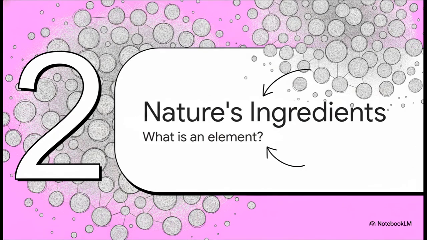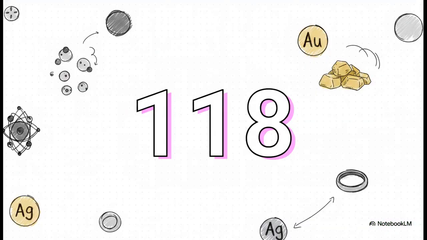Moving right along to Part 2, Elements, Nature's Pure Ingredients. So what happens when you gather a whole bunch of the exact same kind of atom together in one place? Well, scientists have discovered a total of 118 different kinds of atoms. And when a substance is made entirely out of just one single kind of atom, we call that substance an element. So out there in the real world and in our science labs, we know of exactly 118 different elements in total. Carbon, gold, and silver, those are all perfect examples of elements.